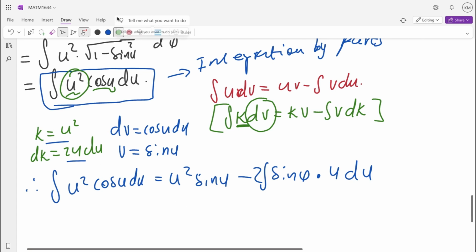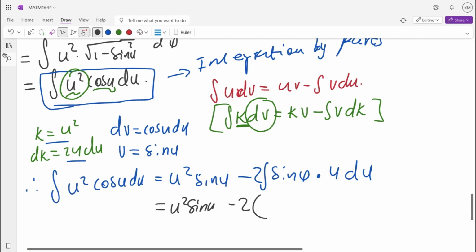Fix that. Then from here, we're going to have u squared sine u, minus 2 times the integral of this one, which also needs us to do integration by parts. So now we're going to do integration by parts 2 times. Every time you see something like this, an algebraic function with the power of 2, know that you're going to do integration by parts 2 times. If it was the power of 3, then we would do integration by parts 3 times. That is the basic idea.